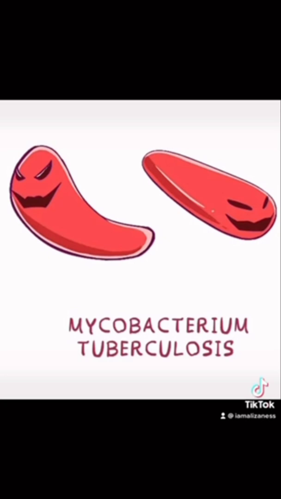The name tuberculosis comes from the word tubercle, which means round nodule. Therefore, tuberculosis means multiple round nodules. So now, let's talk about the features of TB. Firstly, it is an obligate aerobic bacillus, which means it requires oxygen to grow, and that is why it makes sense for TB to prefer to go to the lungs.